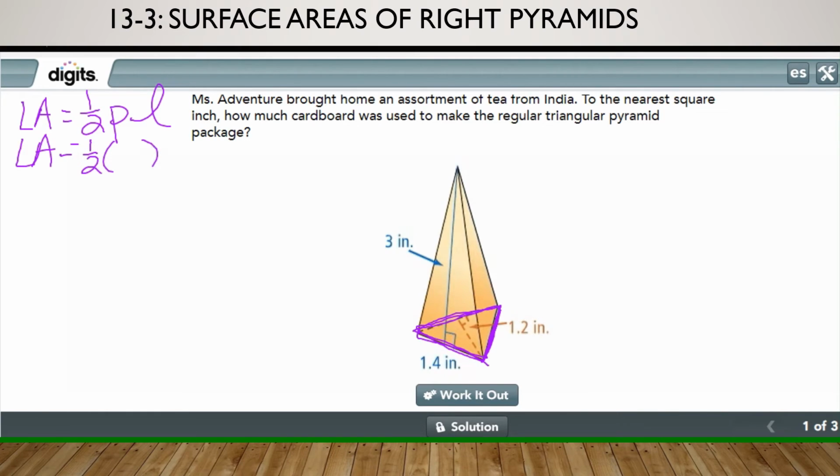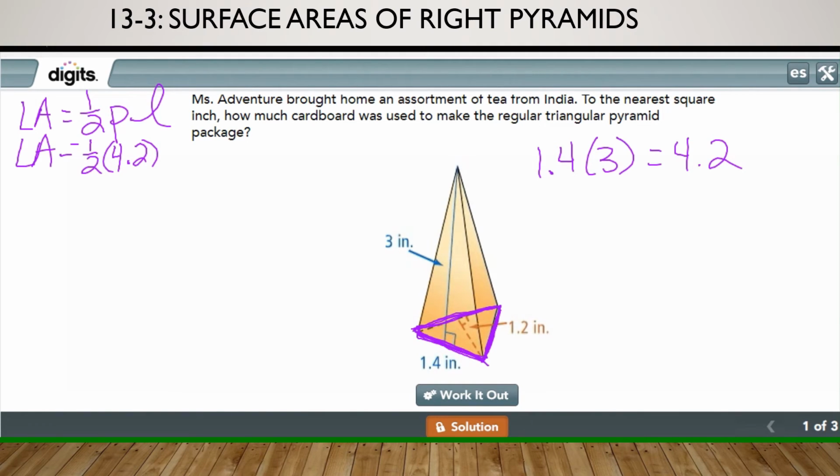And then the perimeter of the base. So if we look at this triangle, this is an equilateral triangle. That means all sides are equal. So we have 1 4/10 as our side length. So since this is an equilateral triangle, all you have to do is multiply that by 3. And 1 4/10 times 3 is 4 2/10. So go ahead and substitute that in for the perimeter of the base.